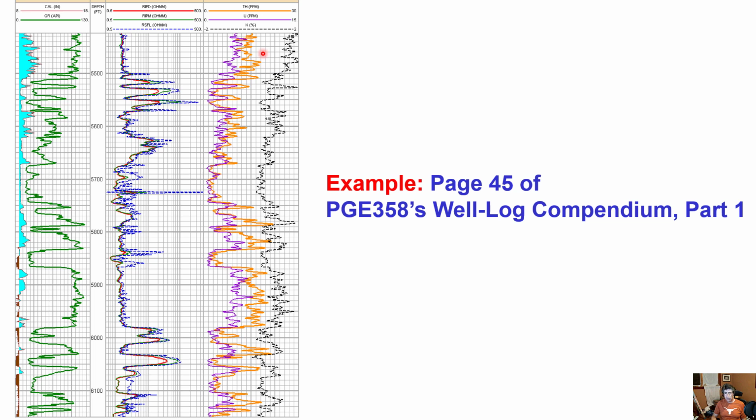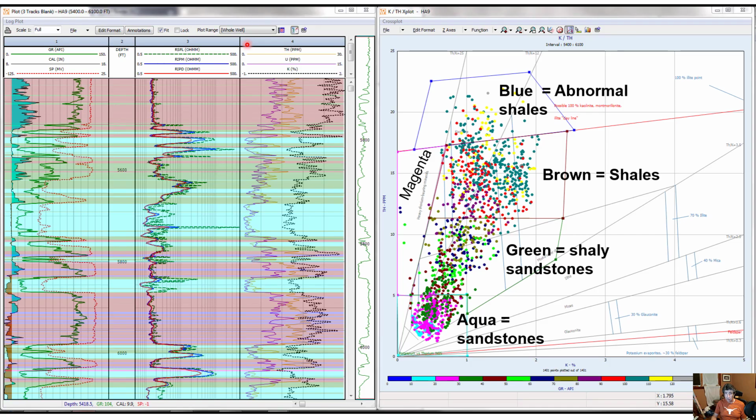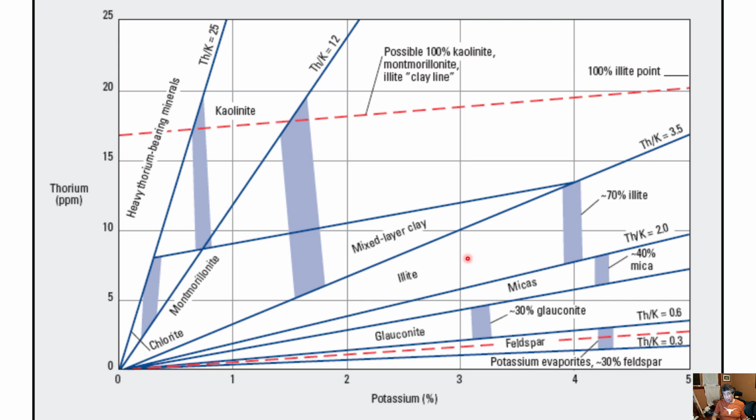Okay, so let's go back to page 45. What I'm going to do is plot all of the points for thorium and potassium according to that cross plot, and we're going to see where the points land. And here is what happens. So here is the thorium axis, y-axis, and this is the potassium axis. This cross plot that you see here is precisely the same cross plot that we have here, just a little bit modified in color and sizes, so that it fits on the page.